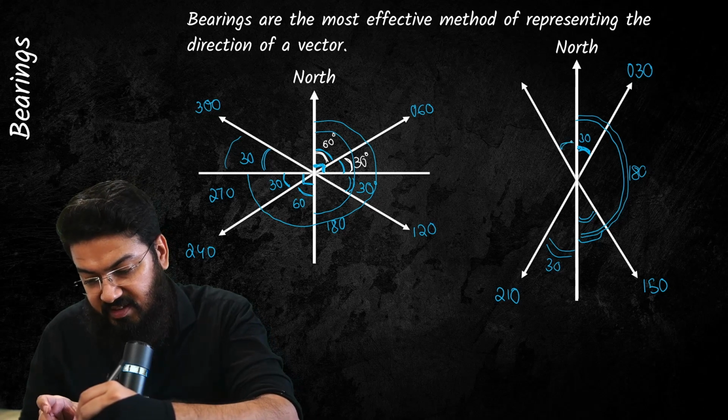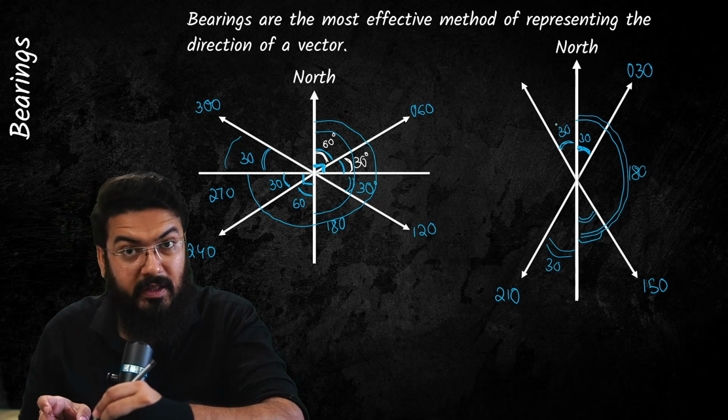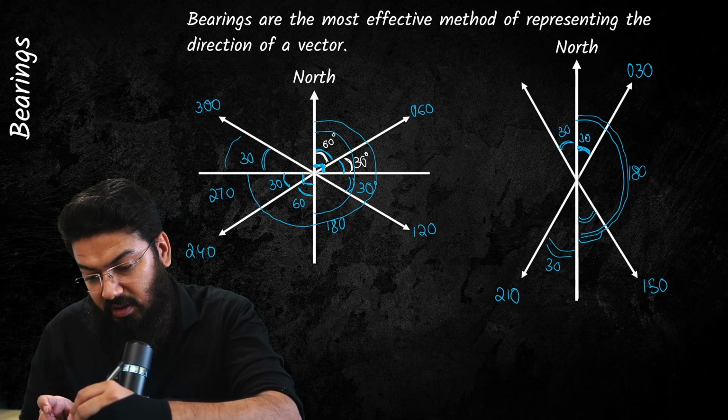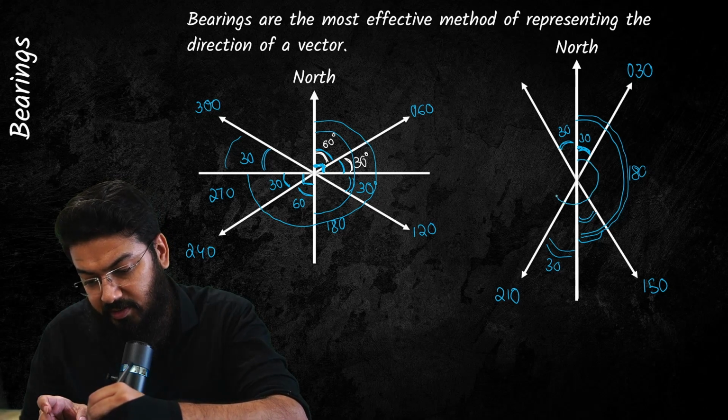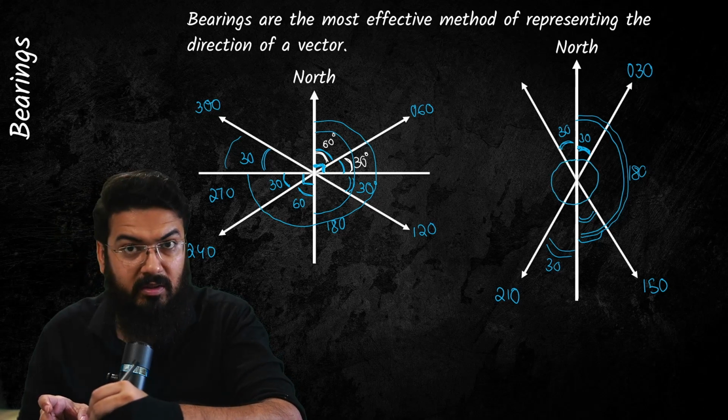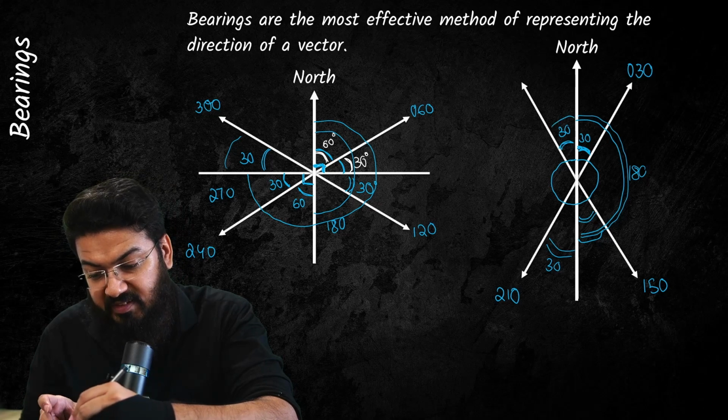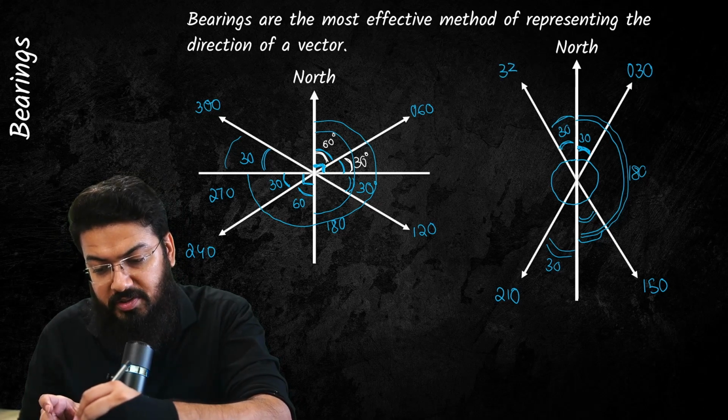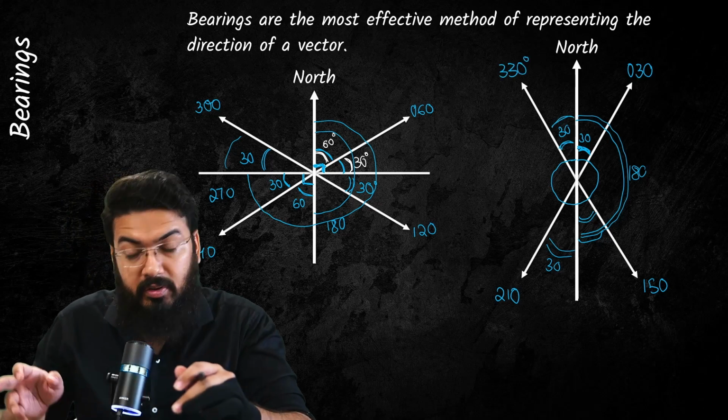And then this is 30 as well. I want to figure out the bearing for this one. I'm going to go this whole direction right here. This is 360, one complete rotation, but I'm going to take away this 30-degree angle. So this right here is going to be bearing 330.